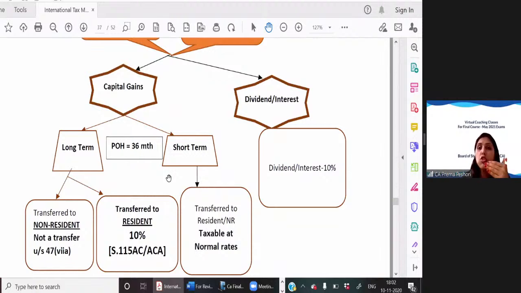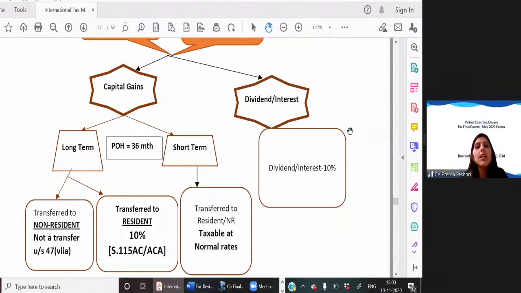It is not a share. It is a GDR. So we do not consider 24 months for an unlisted share, because this is not a share. This is ADR and GDR, and therefore the period of holding would be 36 months. If one non-resident transfers to a resident, then it is taxable at the rate of 10%. If it is short term, then it is taxable at the normal rate.